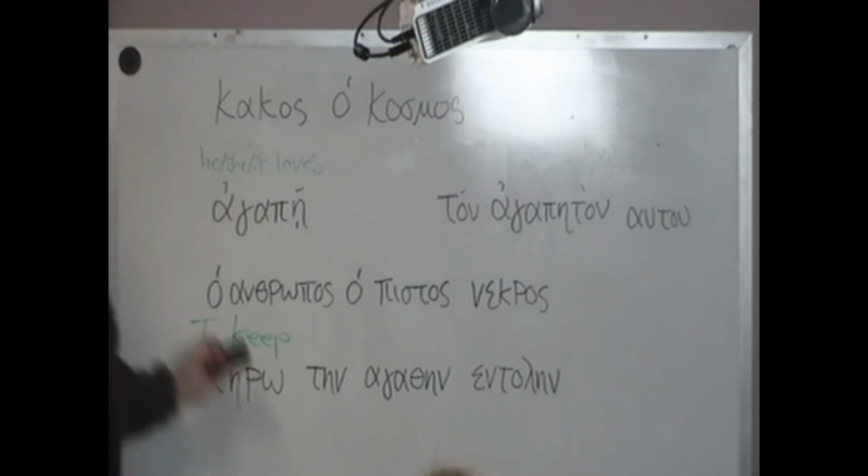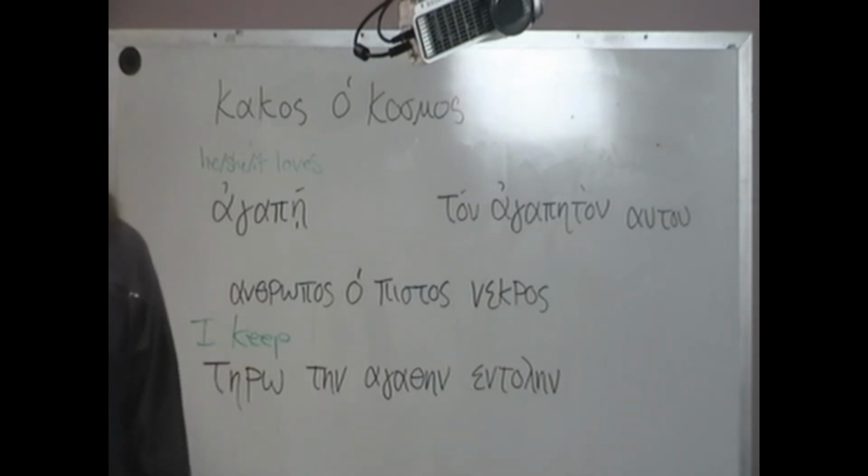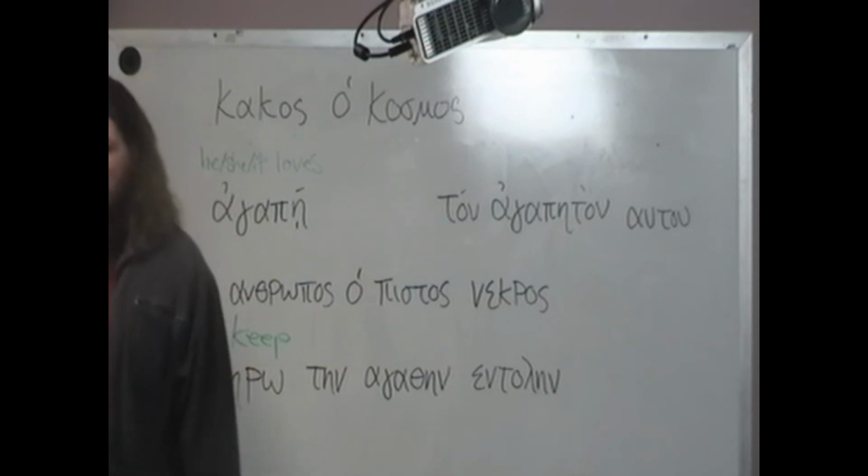What if I did this? The faithful man. Same thing. The adjective has an article. It's attributive. The faithful man. Then we have nekros. Nekros is what part of speech? Another adjective, yes.